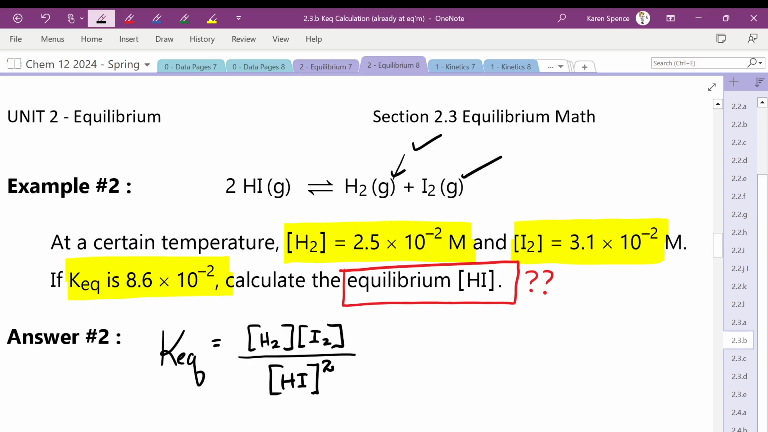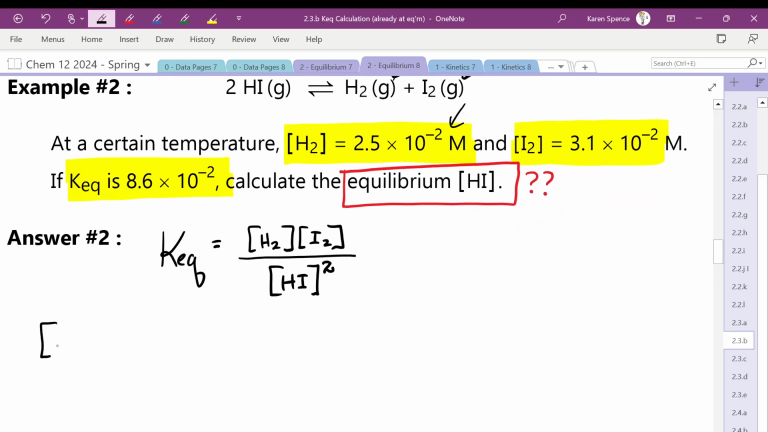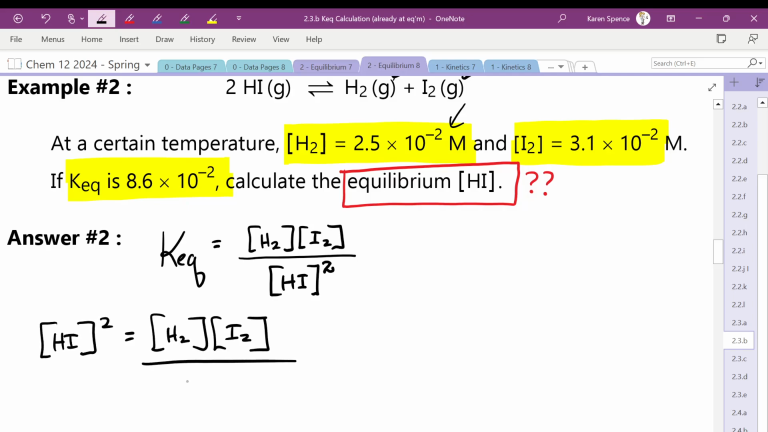Now you have a choice as to whether to solve first and then plug in, or plug in and then solve. I would recommend solving first and then plugging in. Does that make sense? Because otherwise you're having to move around big numbers, whereas here you're just moving around things. Now, if you can go straight to concentration of HI squared is equal to H2 times I2 over Keq, that is fabulous.